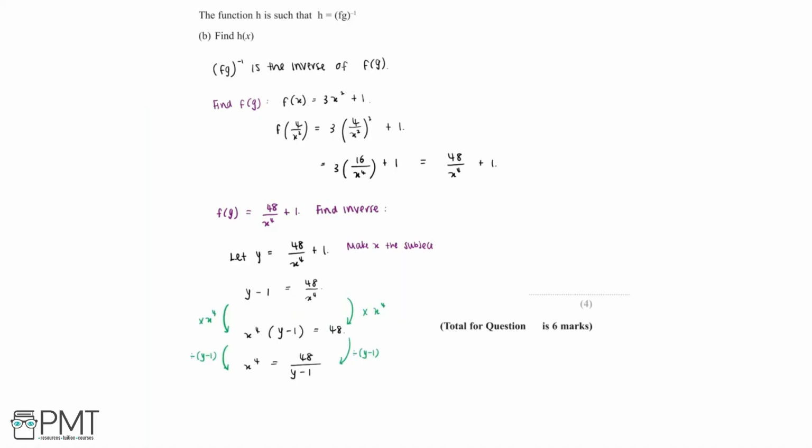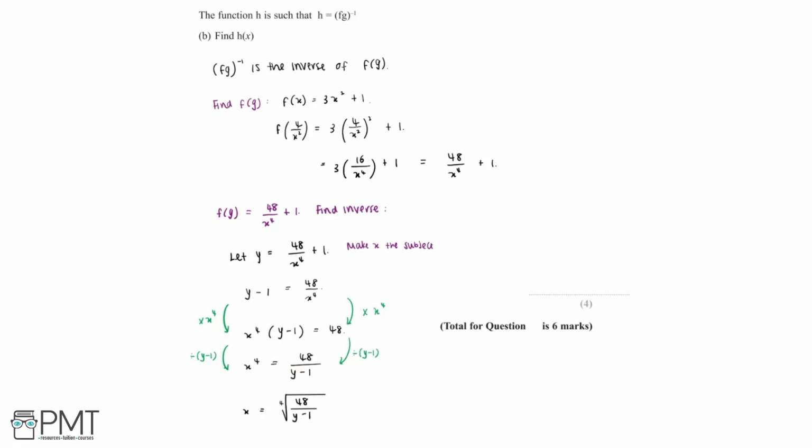And now finally, to make x the subject, we can take the fourth root of both sides. The fourth root of x to the power of 4 is just equal to x. And the fourth root of 48 over y minus 1 is just equal to the fourth root of 48 over y minus 1. And so we've found that x is equal to the fourth root of 48 over y minus 1.